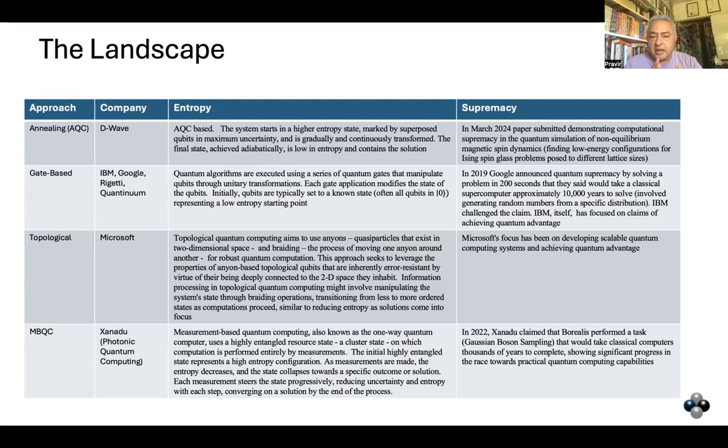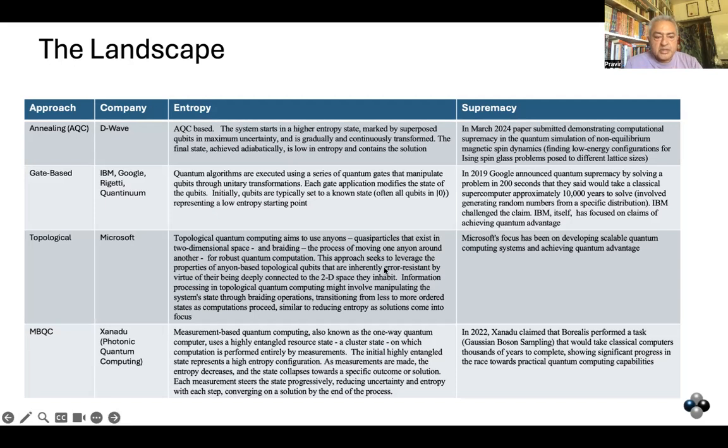And there have been some controversies around supremacy. There were indications of supremacy as early as 2019, so there's also been more time to disprove them. Google had claimed quantum supremacy, solving a problem in 200 seconds that they said would take 10,000 years, but IBM refuted that, saying that they could solve that problem in a few days using a supercomputer.